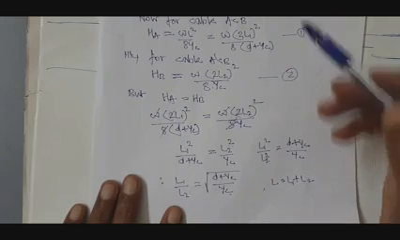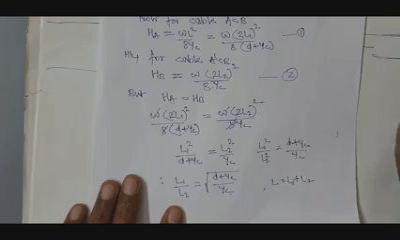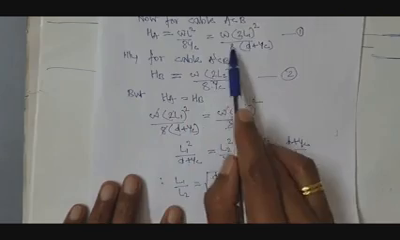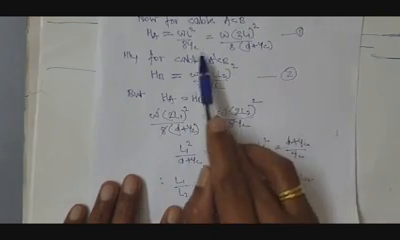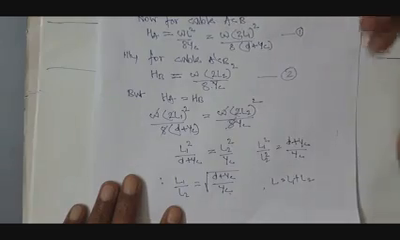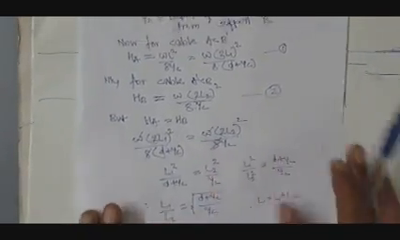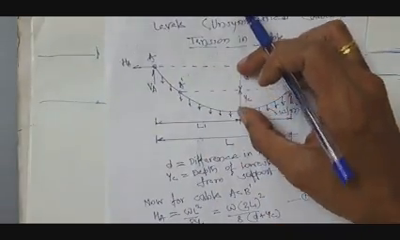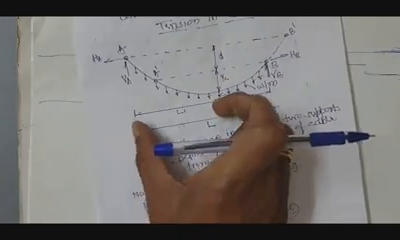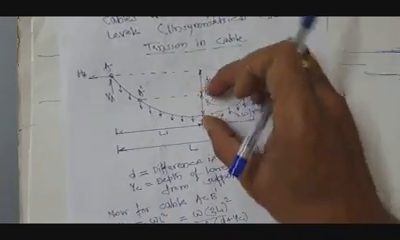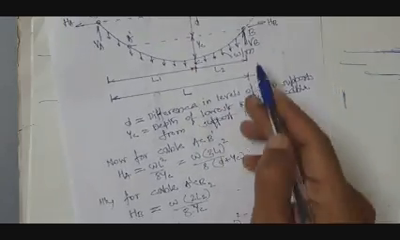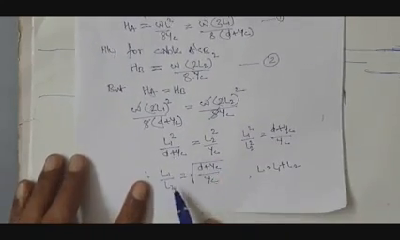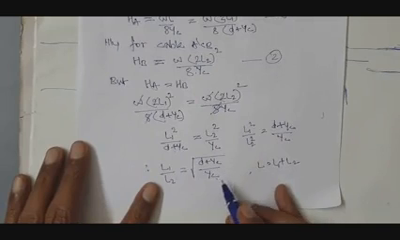But here, as the cable always carries a symmetrical UDL, you can use the formula WL square by 8 YC. With respect to A, L is 2L1 and the dip is D plus YC. With respect to B, the dip is YC and the span will be 2L2. So if you simplify this, you will get L1 by L2 equals D plus YC divided by YC.